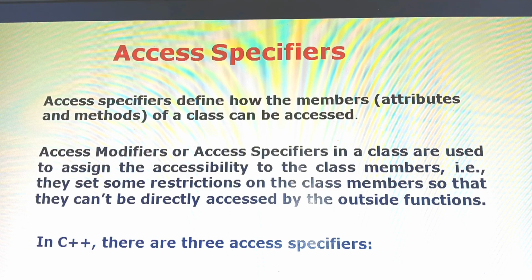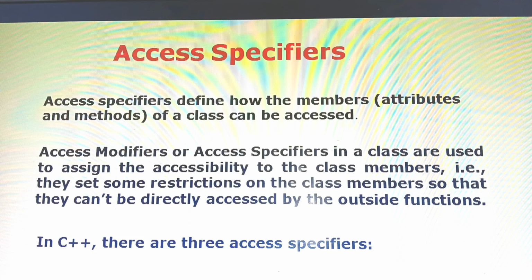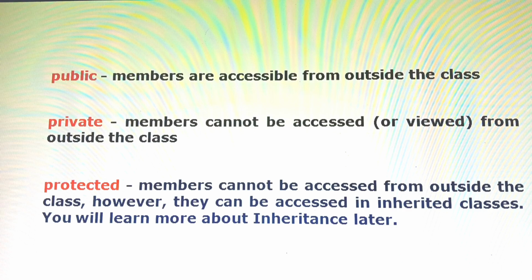Define the access specifiers. Access specifiers define how the members of a class can be accessed. Access modifiers or access specifiers in the class are used to assign accessibility to the class members. That is, they set some restrictions on the class members so that they cannot be directly accessed by outside functions. Let us study the different types of access specifiers or access modifiers, and the function of each one.